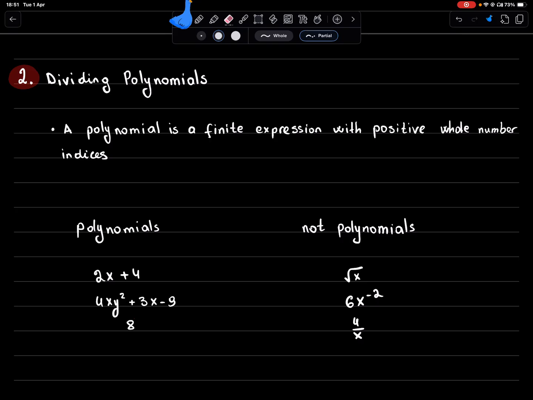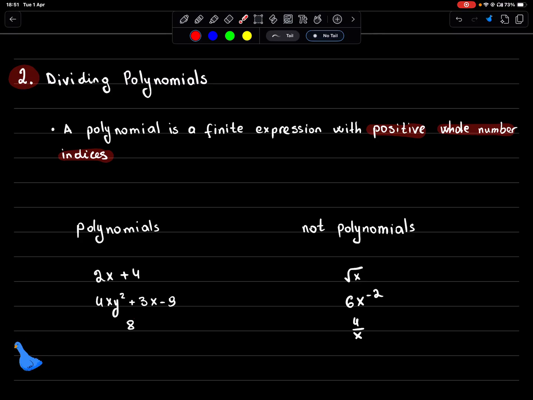Polynomials. A polynomial is a finite expression with positive whole number indices. As an example of a polynomial, I can say 2x plus 4, or 4xy squared plus 3x minus 9, or an 8. 8 has the power 1, which is a positive index. 2x plus 4 has positive powers and a finite number of terms. The same with 4xy squared plus 3x minus 9, it has a finite number of terms and positive indices.